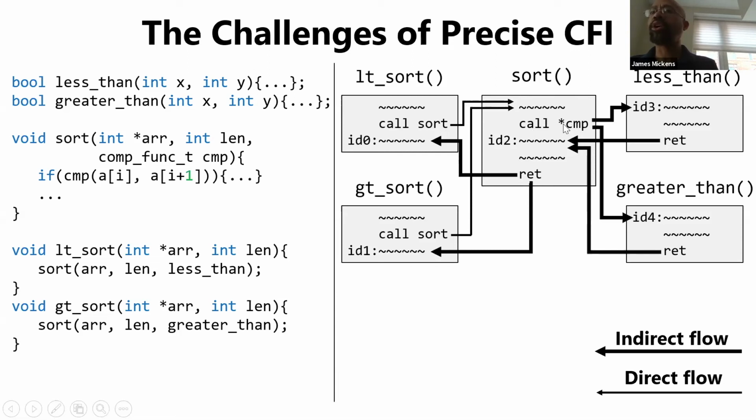When we do a call and then this comp function, depending on what function was passed in as an argument, as we see here on the left, we're going to jump to one of two possible targets, either less than or greater than. And we see some other relationships here as well. For example, this ret instruction in less than should go back to some target ID, in this case 2. That corresponds to the instruction in sort that is right after the call to less than.